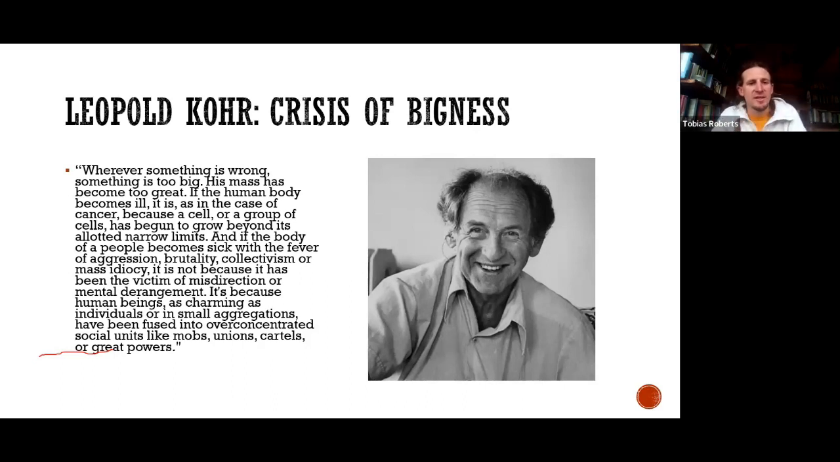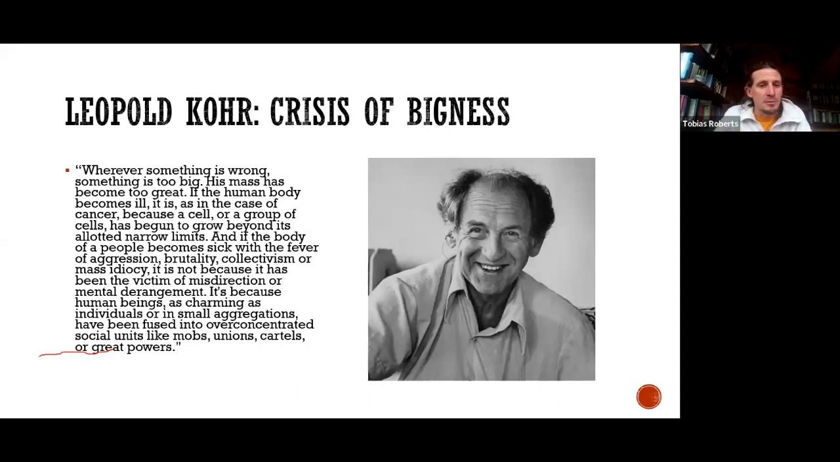If the human body becomes ill, it is, as in the case of cancer, because a cell or a group of cells has begun to grow beyond its allotted narrow limits. And so that's one of the issues: we have developed an economic system and the technologies that support it that rely on unlimited, nonstop growth. Unlimited, nonstop growth in any other context is going to be bad. And so he takes the issue of the human body. If anything continues to grow without stopping, it's a cancer, and it'll eventually kill its host, which is us, right?